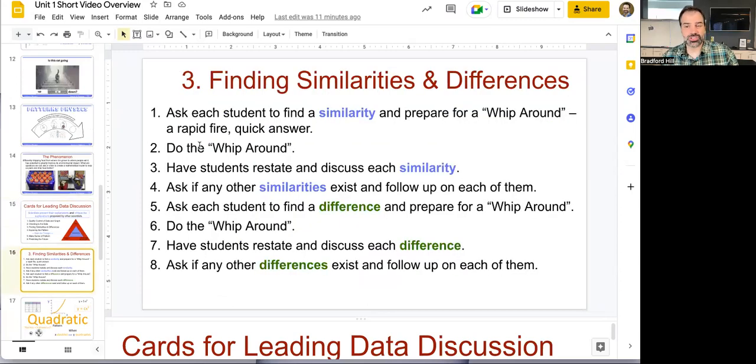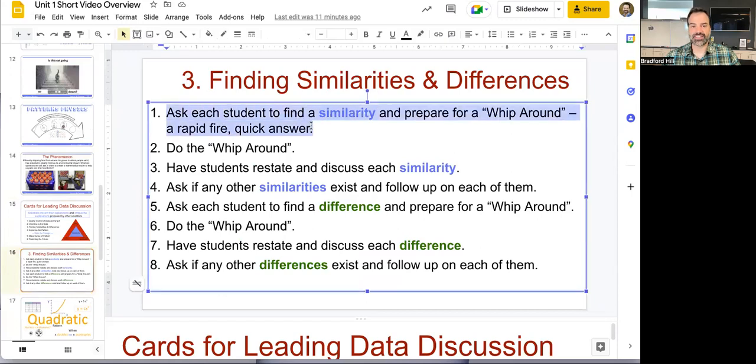So if you want to switch to smaller groups, so more students are talking, you'd have a facilitator at each student group, and that first student asks every student to find a similarity and prepare for a whip around, a rapid fire quick answer. The idea here is we want 5, 10 students talking at a time.